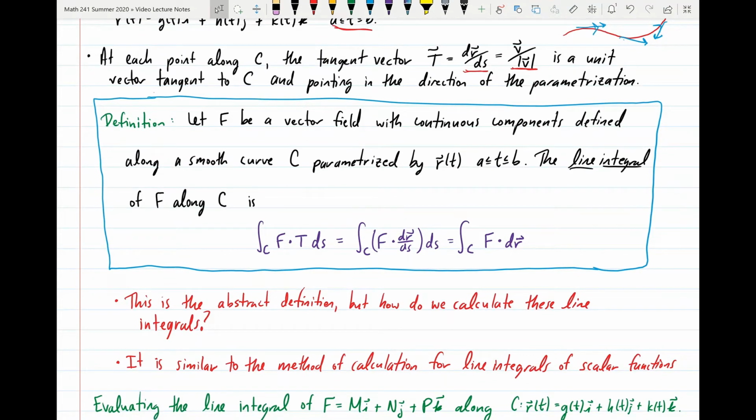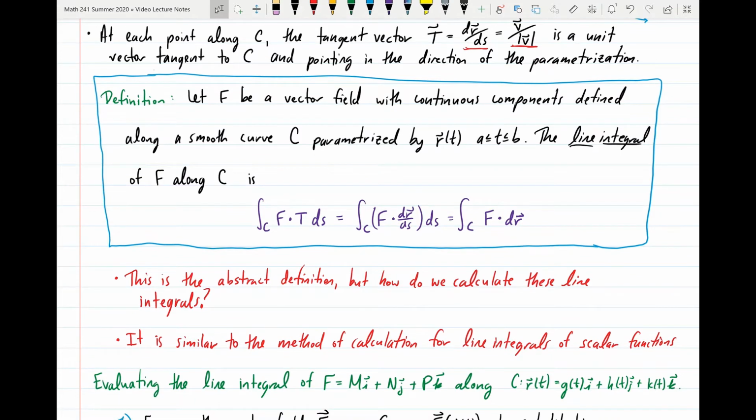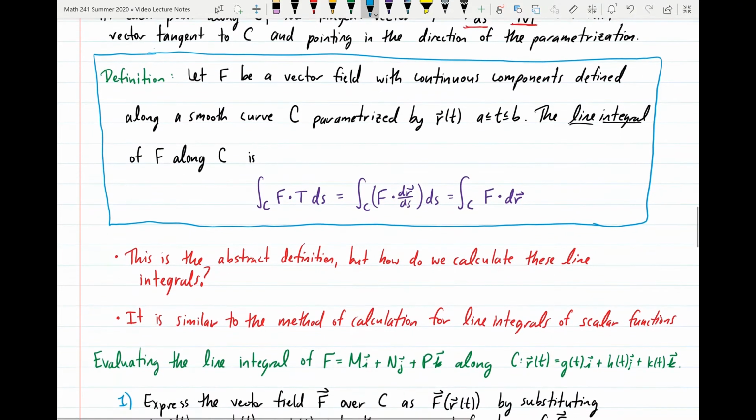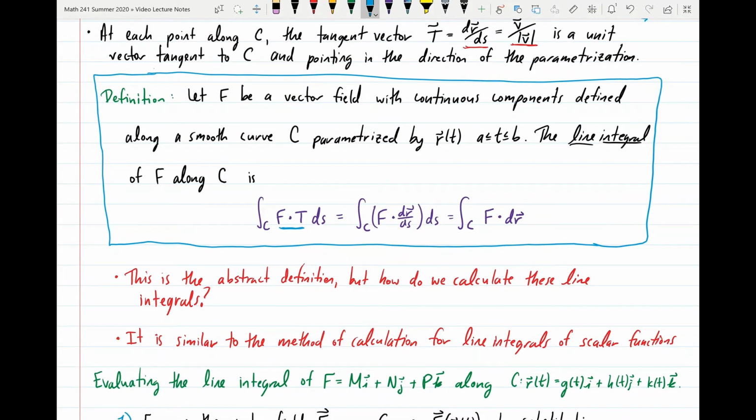So we can let big F be a vector field with continuous components defined along a smooth curve C that's parameterized by this vector valued function r of t, where t is ranging from a to b. Then the line integral of F along the curve C is defined to be the integral of the dot product of F and T over the curve C. So notice here we're defining a line integral for a vector field.